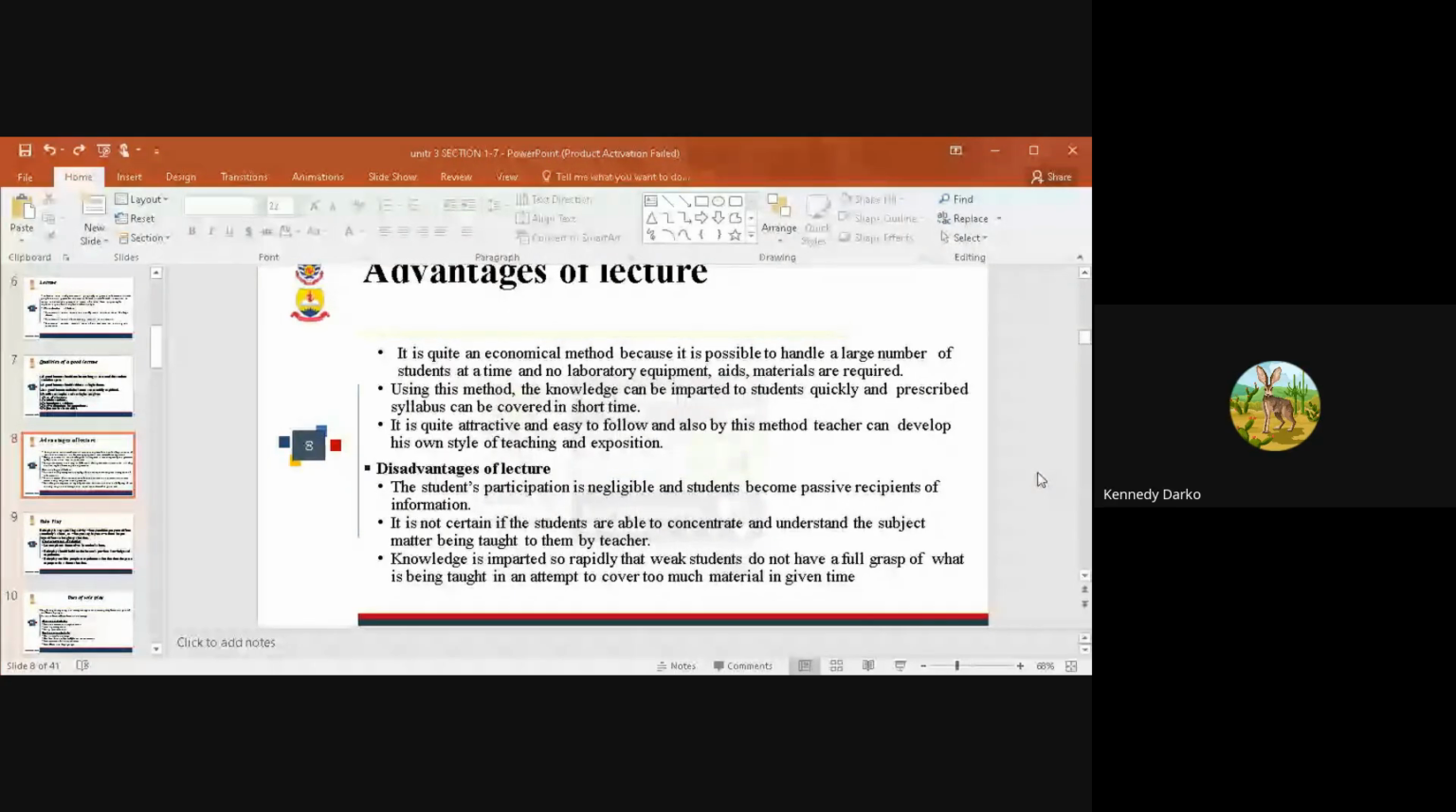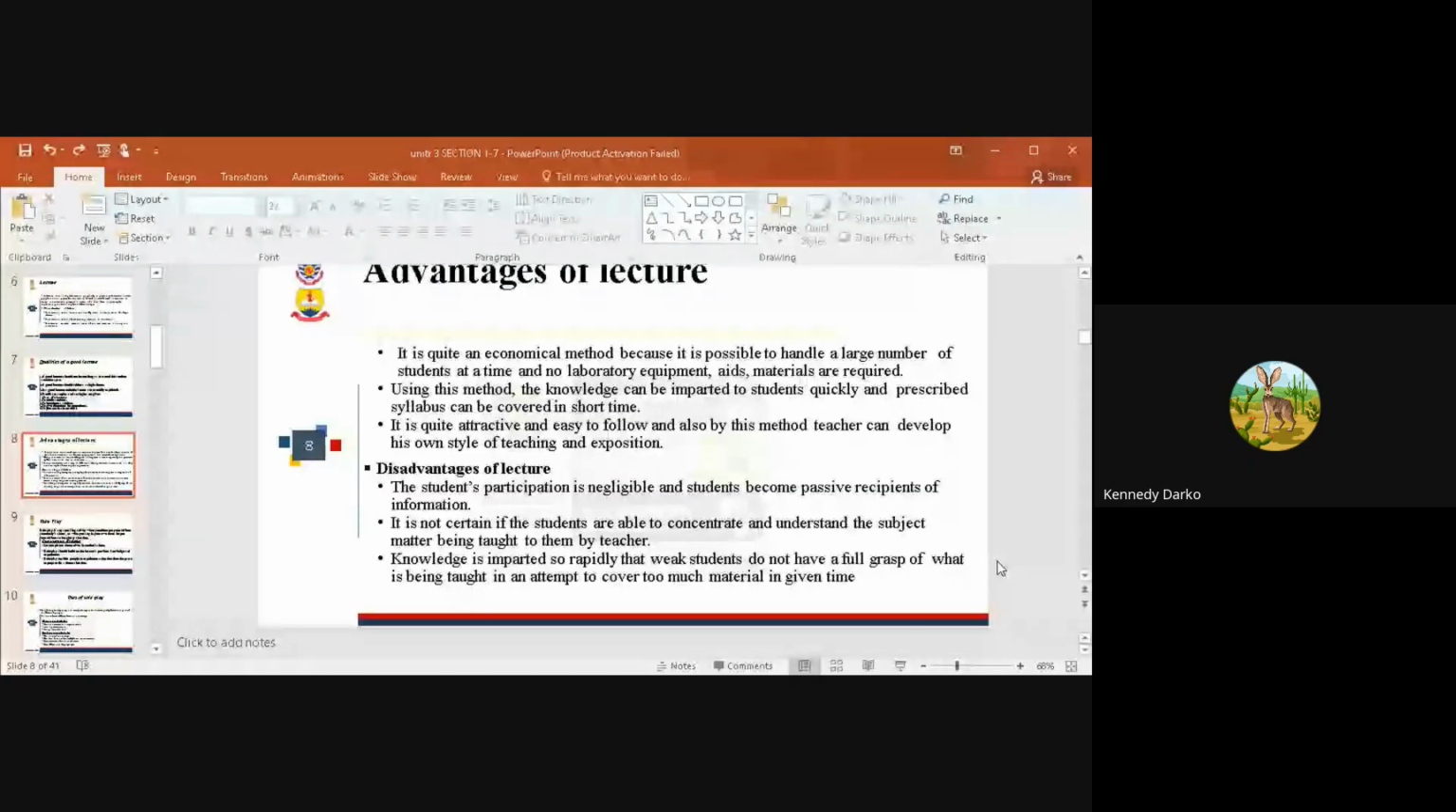All right. So we are saying that these are the disadvantages. It is not certain if the students are able to concentrate and understand the subject matter being taught to them by the teacher. Here, whether you understand or you don't understand, I won't ask you whether you understand. It's a lecture method. I am lecturing and we are moving on. So here, a student is not able to say, oh, I don't understand this concept.